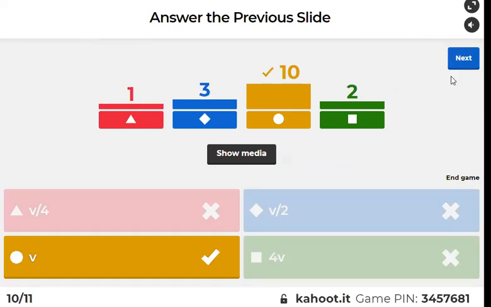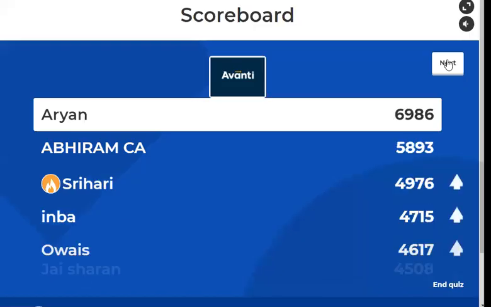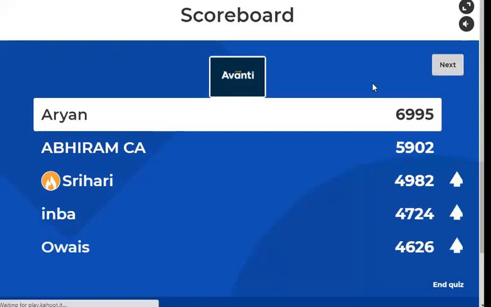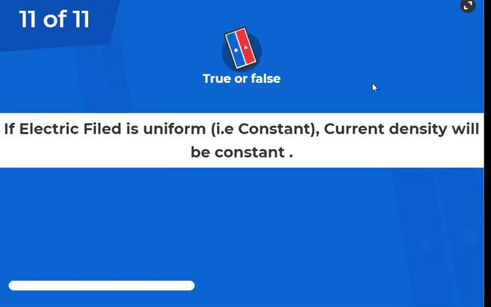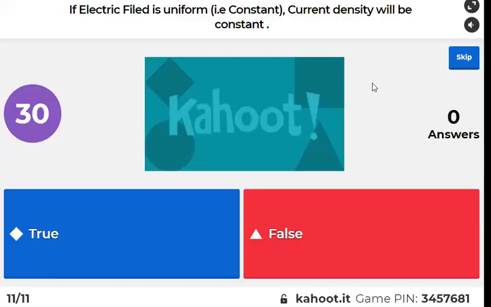Last question of today's Kahoot. It is a very basic true and false question. If electric field is uniform, that is constant, current density will be constant. True or false? 30 seconds. E is constant. Current density will be constant.